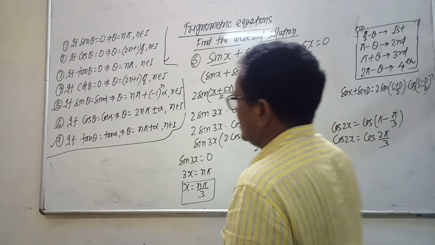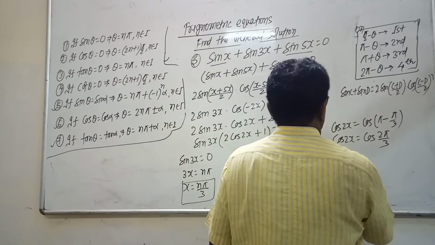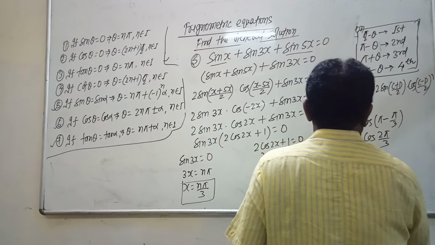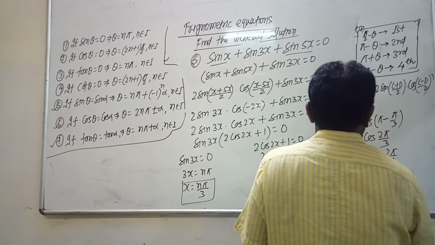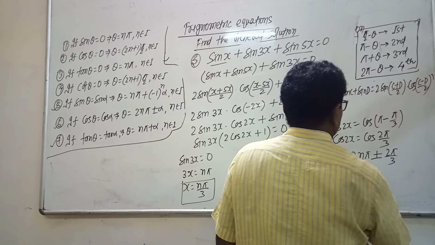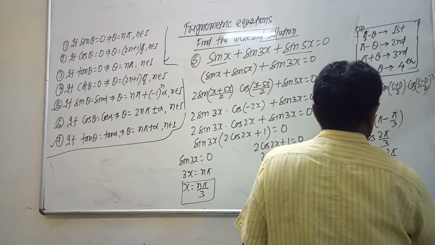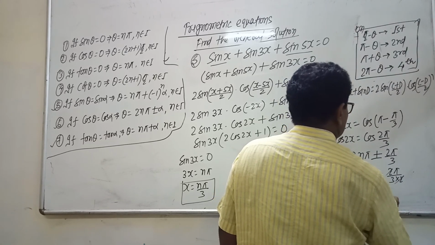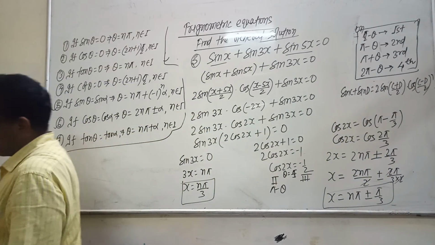Now use the sixth formula, cos theta equals cos alpha. At the place of theta, there is 2x. So 2x equals 2n pi plus minus alpha. Alpha means 2 pi by 3. And x equals 2n pi by 2 plus minus (2 pi by 3) by 2. So the final result we get is x equals n pi plus minus pi by 3. So these are the two general solutions of this expression.